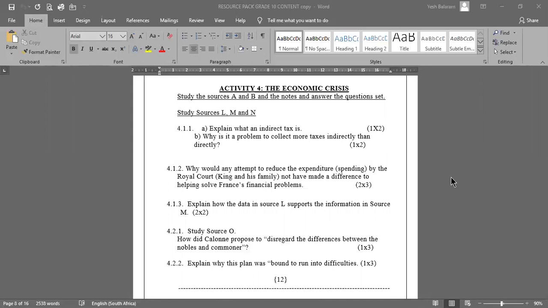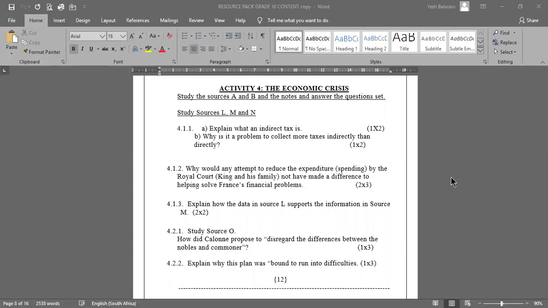Compare it to the expenditure on the other 3 aspects, the civil service, the army and the navy, and the interest. And you should be able to draw conclusions. What they're really asking you is, if we took away the expenses from the royal family, that's 6%, why would it not have made a difference to solving France's problems?